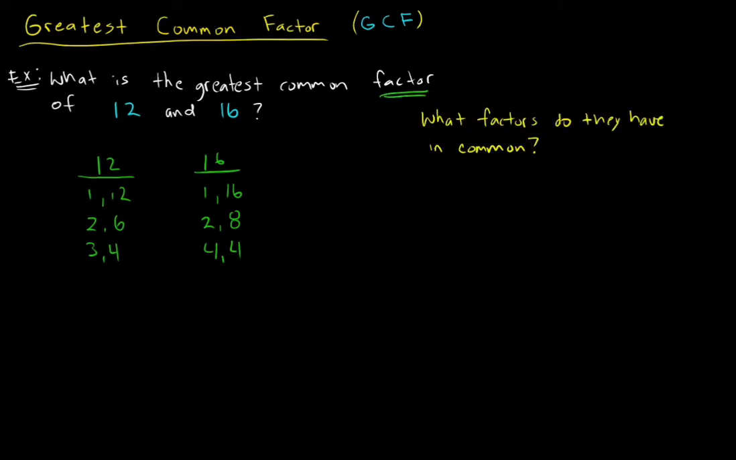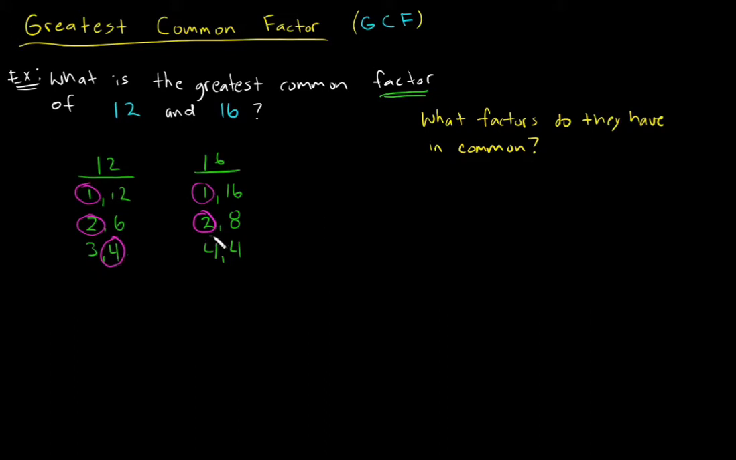Next question we want to ask ourselves is which factors do they have in common? So let's look at both numbers and see which ones they have in common. If we look closely, they both have the number 1 in common. So that means 1 can divide a 12 and 1 can divide a 16. 2 in common, so 2 can divide 12 and also 2 can divide 16. 3, no, because 3 can divide 12, but 3 is not listed here, so 3 cannot divide 16. If you try to divide 16 by 3, you will get a remainder, so that's why it's not a factor.